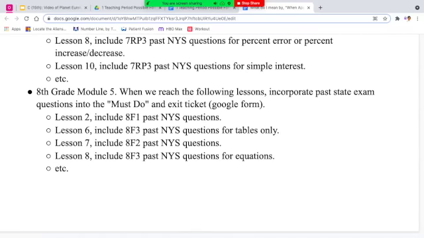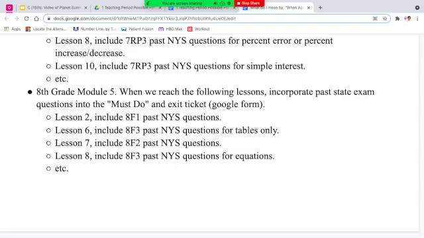So grade 8, module 5, same thought process, and I'll just go through it. For lesson 2, you can include a question for 8F1. Notice I didn't say anything about lesson 1.